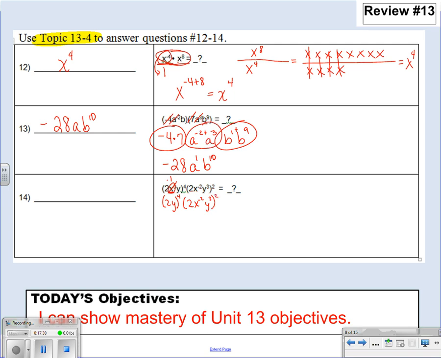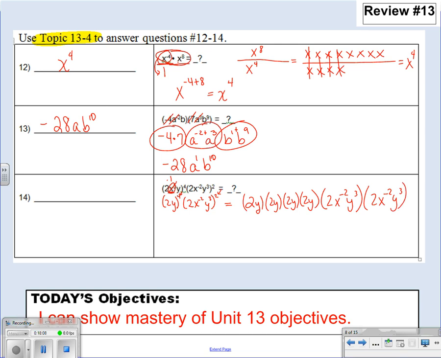So this goes back to, let's stamp out the exponents outside the parentheses. The 2y we're going to stamp out 4 times: 1, 2, 3, 4. And then the 2x to the negative 2 y cubed we stamp out twice because the exponent outside the parentheses is a 2. So 2x to the negative 2 y cubed, 2x to the negative 2 y cubed.